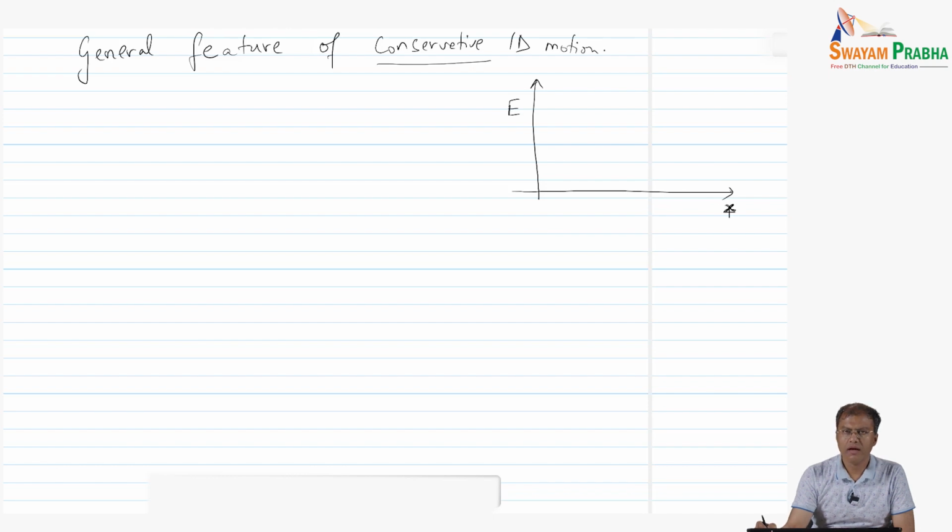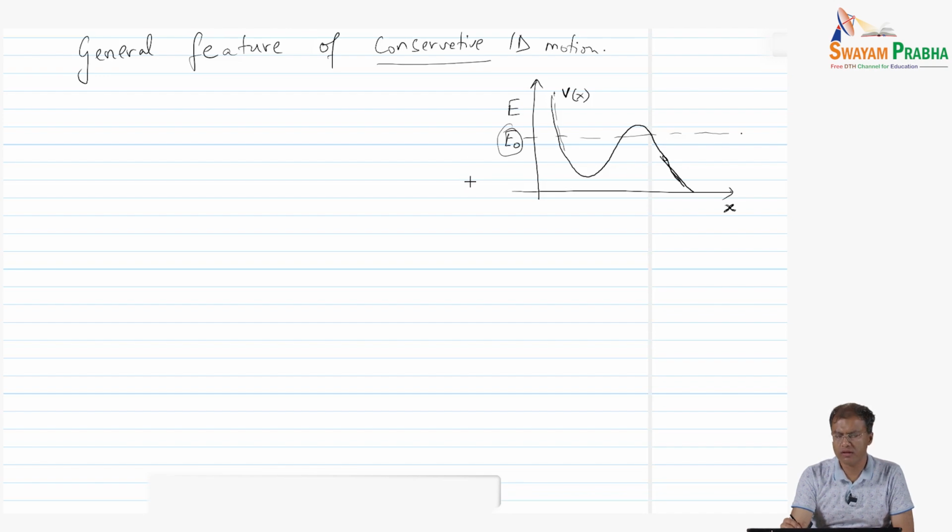position, right? And let's say the energy of the system is at a particular level. Of course, the energy of the system is conserved, so it will have some fixed value, let's say E naught. Now what I am trying to draw here is the potential curve V of x, right? So this is going to be the following: V of x.